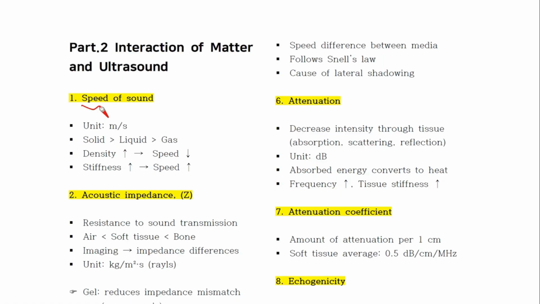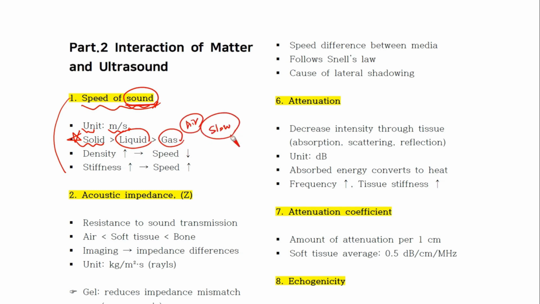Let's start with the first topic, the speed of sound. As the name suggests, this section summarizes information about the speed of sound. Let's take a look at them one by one. First, the unit for sound speed is meters per second. Just memorize this simply. Next, there's a second important point. The speed of sound increases as the material becomes denser. Then comes liquid, and finally, in the case of gas or air, the speed is the slowest.